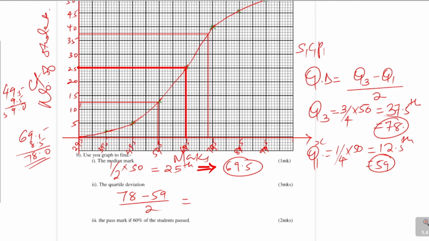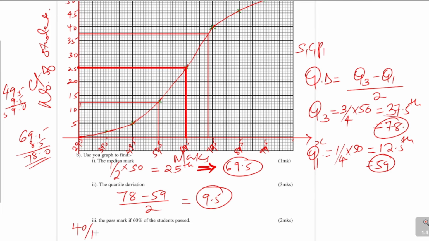This one will give you 9.5, the solution. We go to the other part, that is a quartile deviation, part 3 now. The pass mark if 60% of the students passed. So how do we get that? If 60% of the students passed, how many failed?